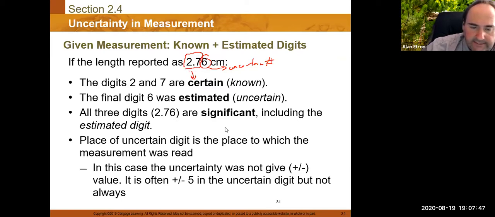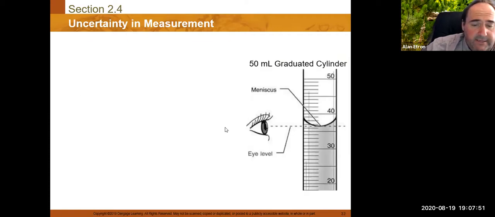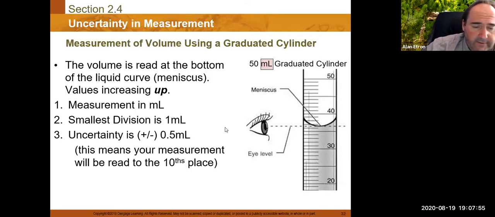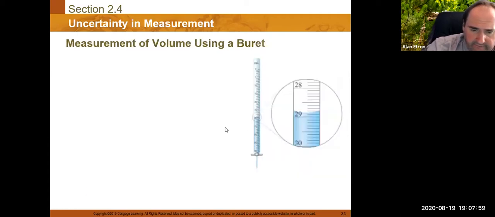In this case, the uncertainty is that last digit, and it could be as big as that or as small as that, up or down one of those. And here we take a look at a volume reading.